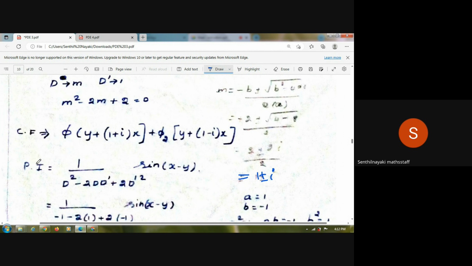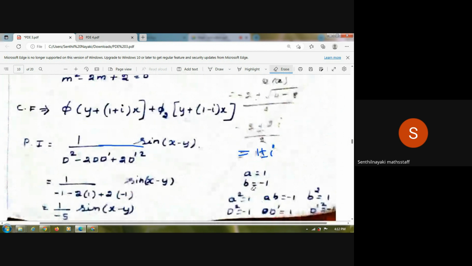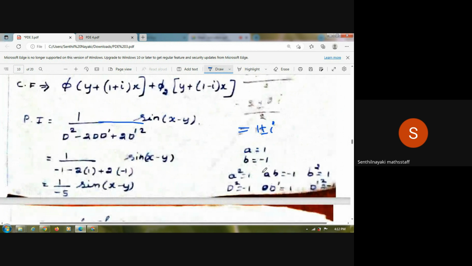Next we have to find the particular integral. The procedure is 1 by (D squared minus 2DD dash plus 2D dash squared) into sin(x minus y). Here the coefficient of x is a, therefore a equals 1. And b equals minus 1 because the coefficient of y is minus 1. Therefore b equals minus 1.